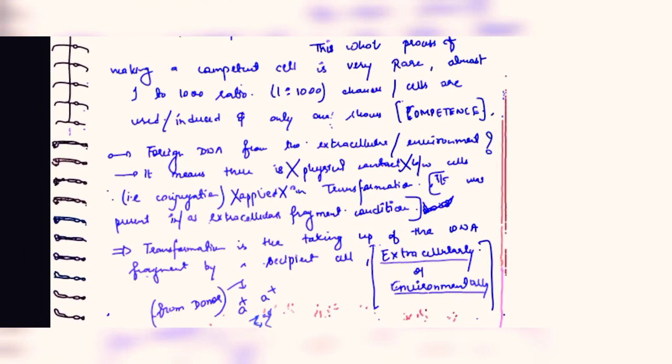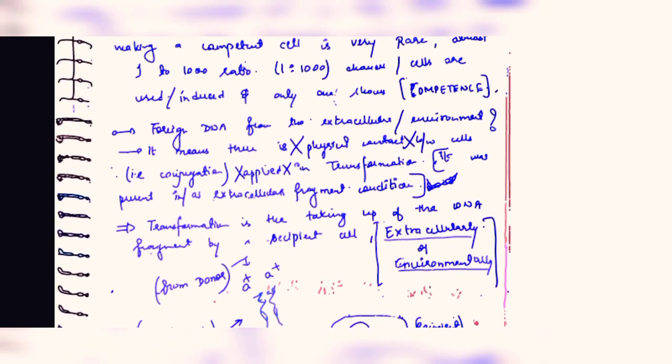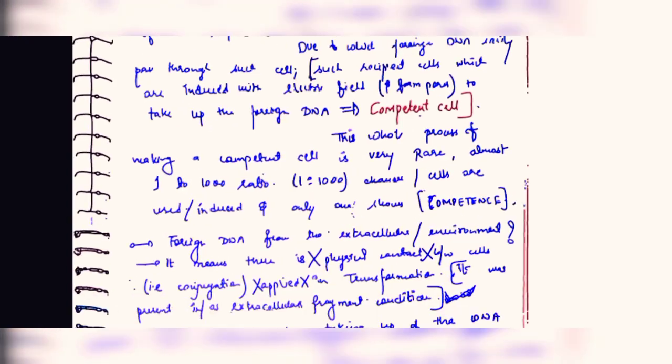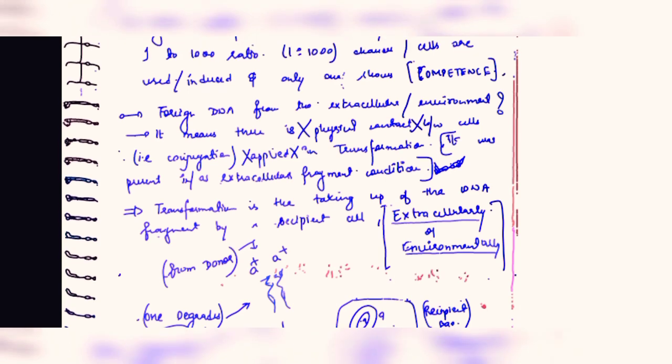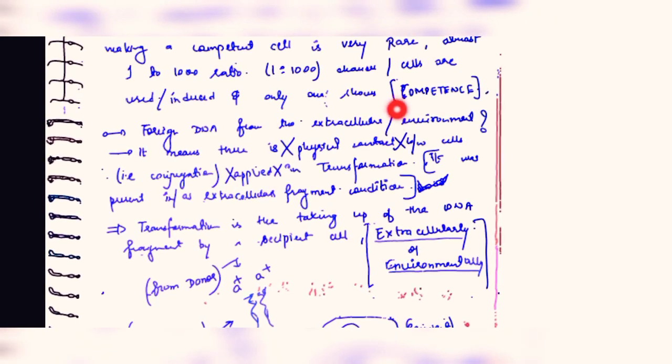Now, this whole process of making a competent cell is very rare, almost a 1 to 1000 ratio. If there are 1000 recipient cells, only one will be induced and show competence. So this is very rare. Remember this ratio. Next, we will talk about competence. This phenomenon is known as competence when a cell shows that it is a competent cell.